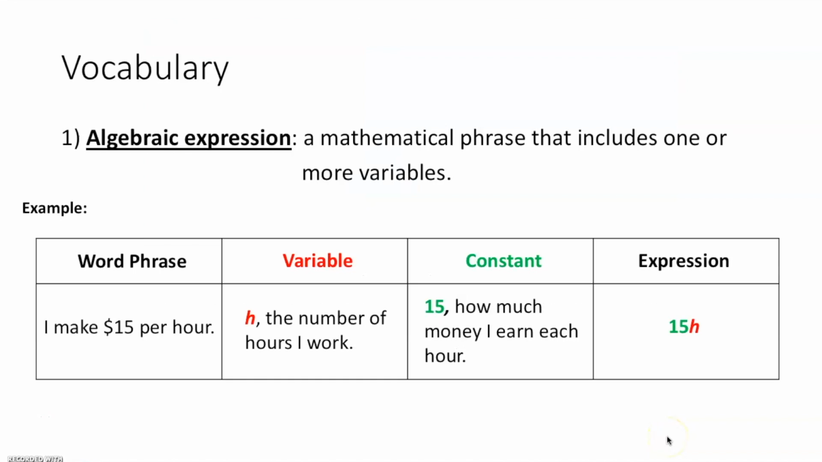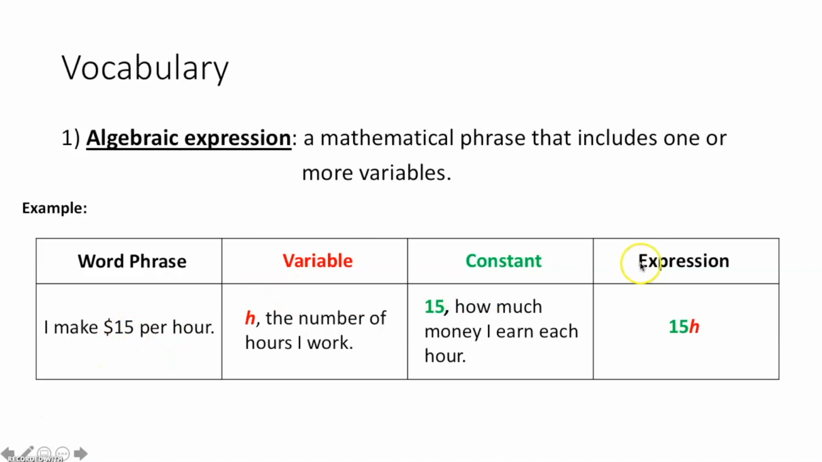First thing we're going to talk about is an algebraic expression. That's a mathematical phrase that includes one or more variables. So here we have the word phrase that we're going to start with. It says, I make $15 per hour. Now, we're going to have H represent the number of hours I work. That's going to be our variable. Our constant then is going to be that $15. So 15 is a number that doesn't change. No matter how many hours I work, I still get paid $15 for every hour that I work.